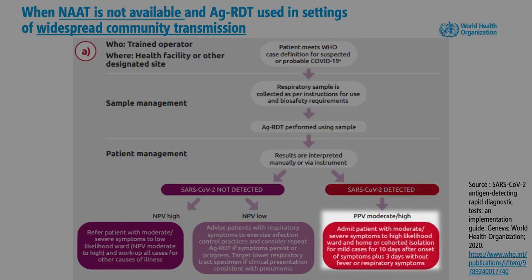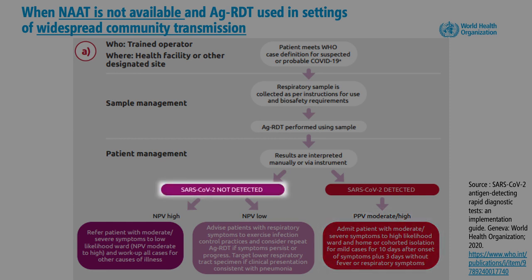For example, if the patient has severe or critical disease, the patient should be admitted to the hospital. If the patient has mild or moderate disease, home or cohorted isolation in a designated center should be considered.